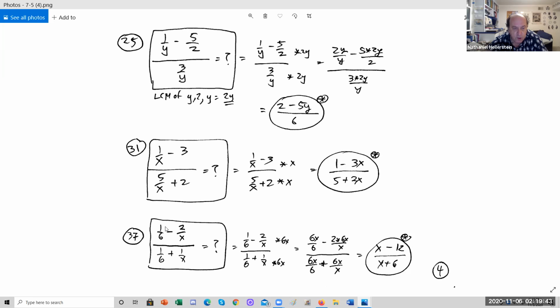Here I have 1/6 minus 2 over x, all that divided by 1/6 plus 1 over x. Here the lowest common inner denominator is 6x. So multiply above and below by 6x. 1 over 6 times 6x is x. 2 over x times 6x is minus 12. 1 over 6 times 6x is x. 1 over x times 6x is 6. So x minus 12 over x plus 6.